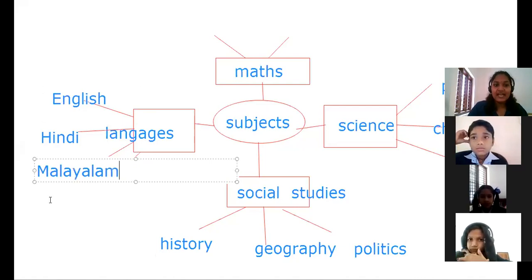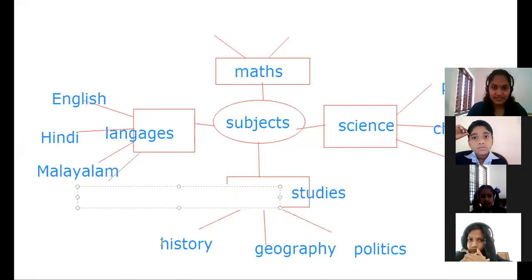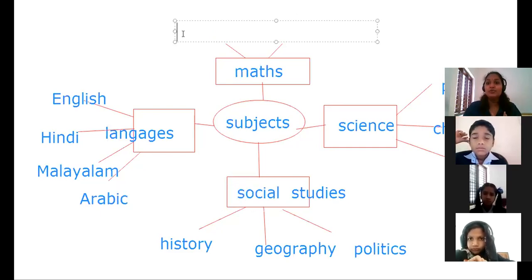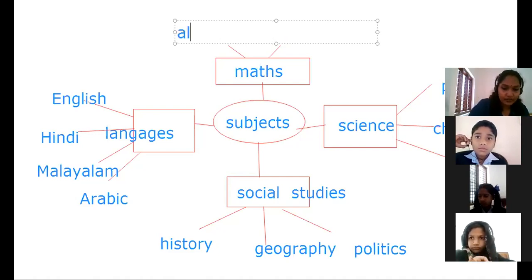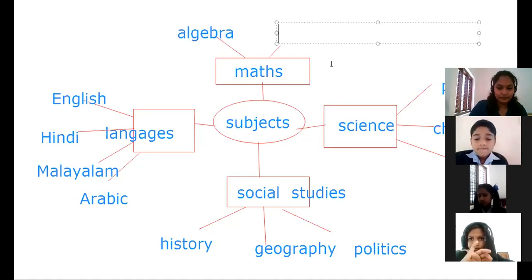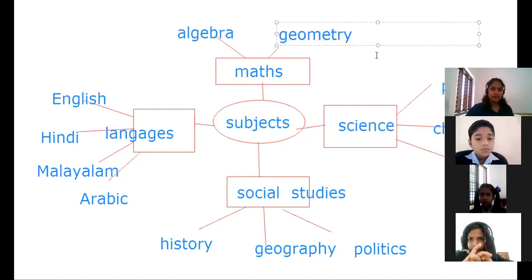So this data can be easily represented using a graph like this, or we can represent different data and its relationship using a graph, or we can use a pictorial representation for that. This is called what? Mind mapping. Clear?